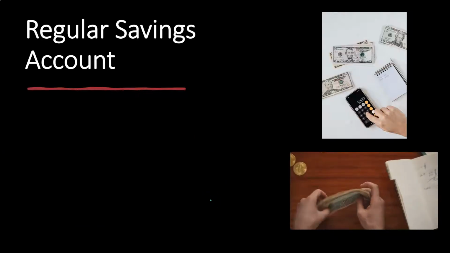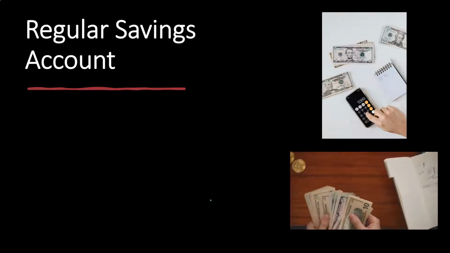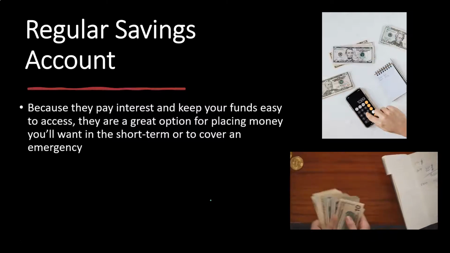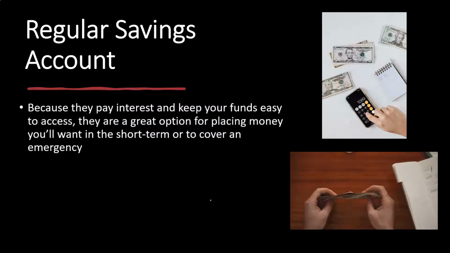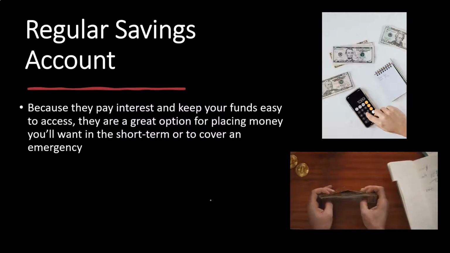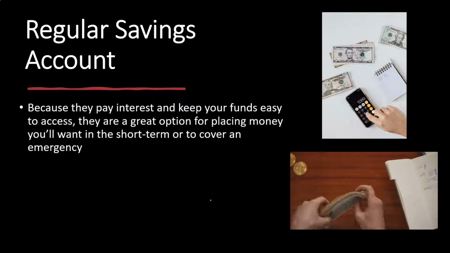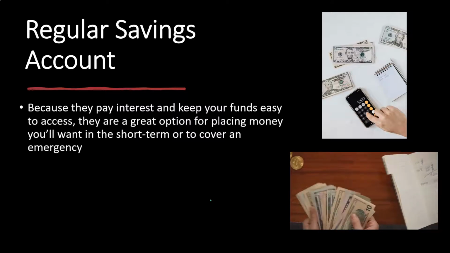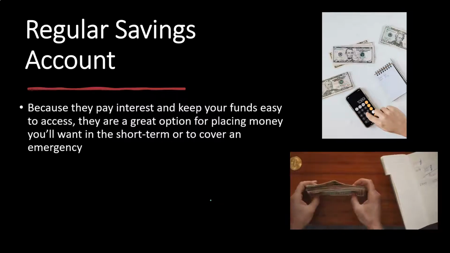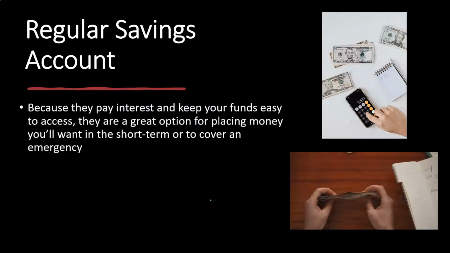Starting with the regular savings account, this is probably the one that we're most familiar with. Because they pay interest and keep your funds easy to access, they are a great option for placing money you'll want in the short term or to cover an emergency. So these are types of accounts that are often in your financial institution where you have your checking account, such as your bank, and they're often going to be coupled with the checking account so you could put some money into the savings. Putting money into the savings could be better than holding onto it in the checking account because you might get a little bit more of the interest.